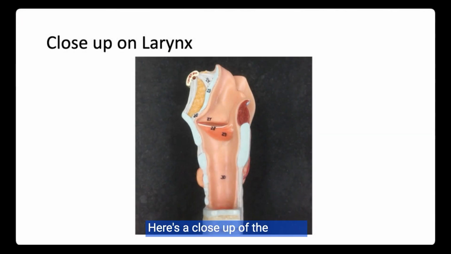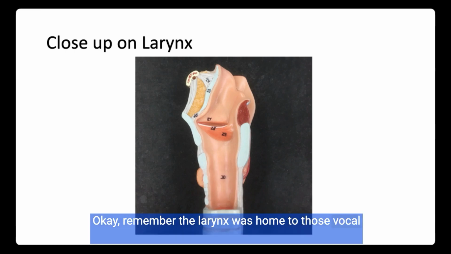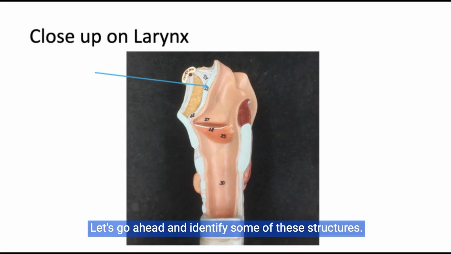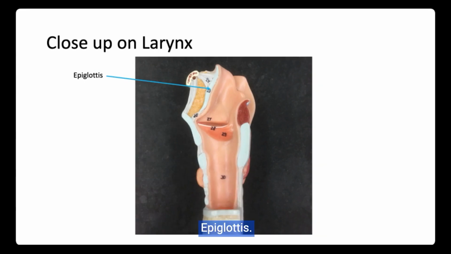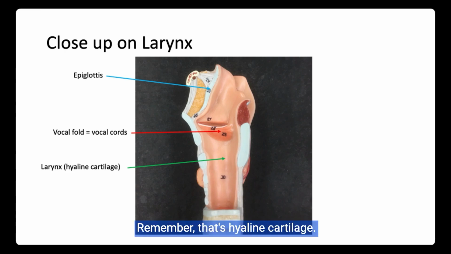Here's a close-up of the larynx. Okay, remember the larynx is home to those vocal cords that keep food out of our precious lungs. Let's go ahead and identify some of these structures. Right here. That's right. Epiglottis. Here. Good. Vocal fold. Vocal cords. Here. That's right. Larynx. Remember, that's hyaline cartilage.